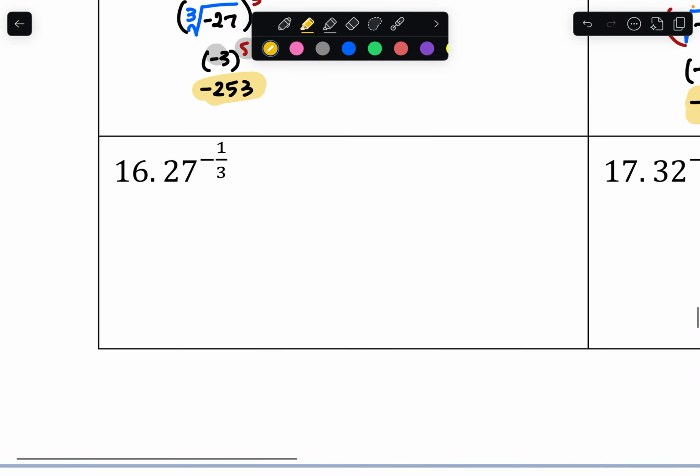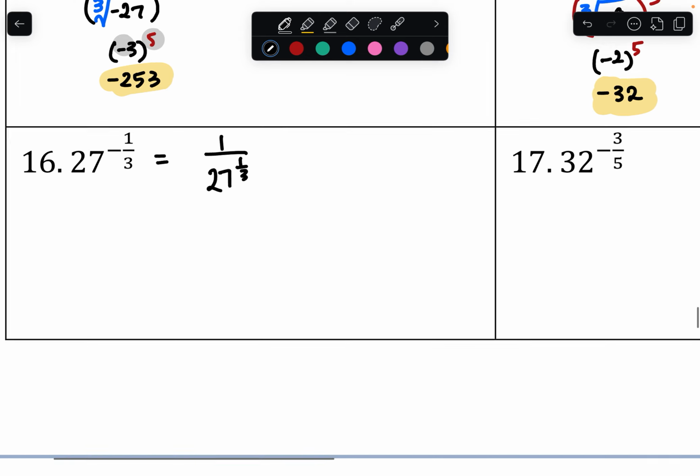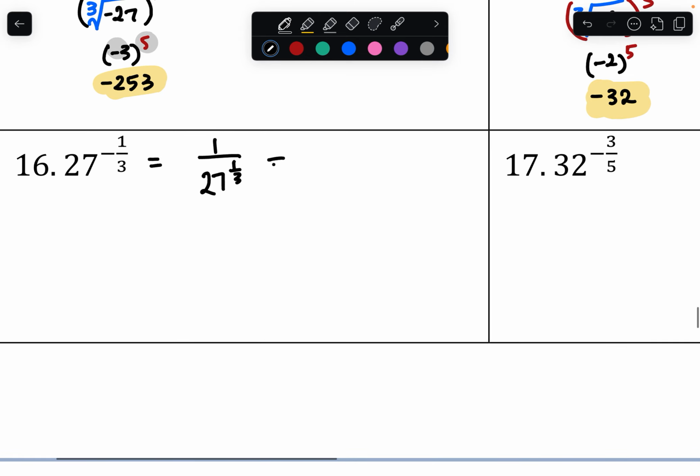Okay, next, I see a negative exponent. So don't do anything until you do that property where it means our 27 to the positive 1/3 is at the bottom of our fraction. Now I recognize that 27 to the 1/3 is cube root. And then I know the cube root of 27 is 3. So that expression simplifies all the way to 1/3.